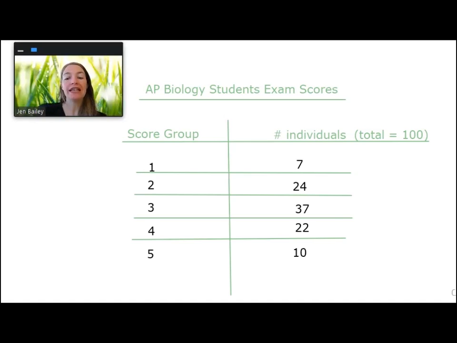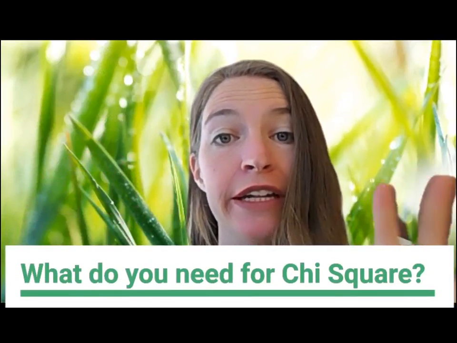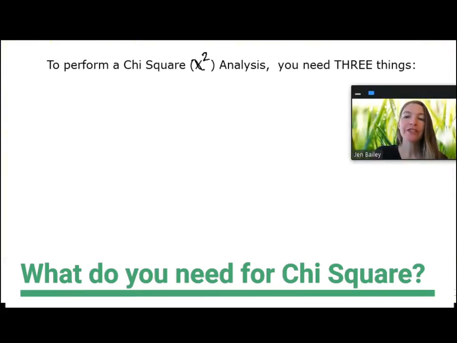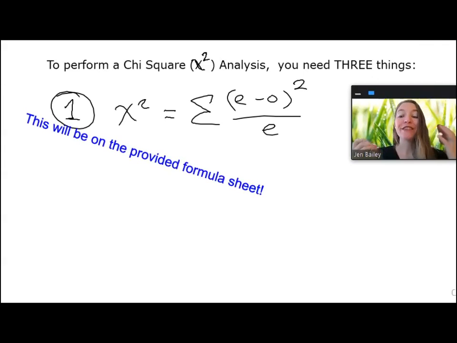So what we want to do is look at our observed data and see, is this what we expect or not? And that's all going to be based on our null hypothesis, which we'll talk about in a second. So we've been talking about comparing expected outcomes to observed outcomes. How do we do that? We need 3 things. So to perform a chi-square analysis where you're comparing observed and expected data, you need 3 things. The first one is this formula. This is the formula for chi-squared.